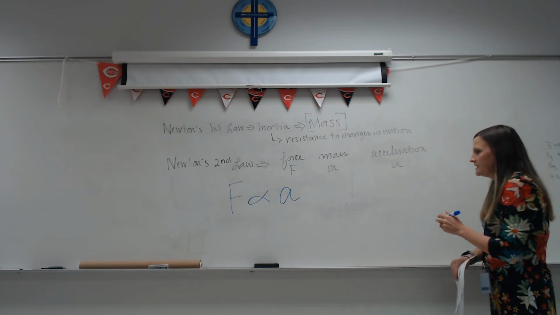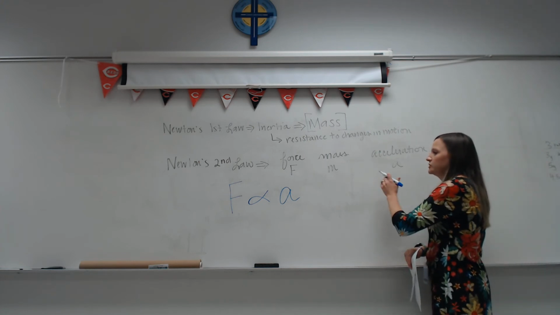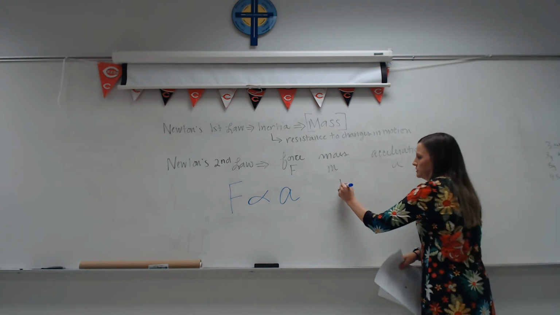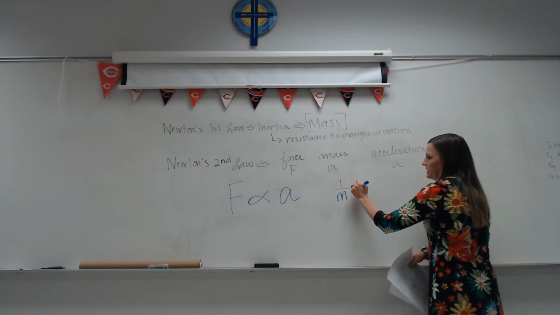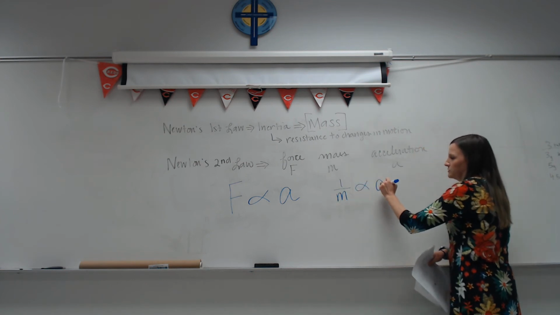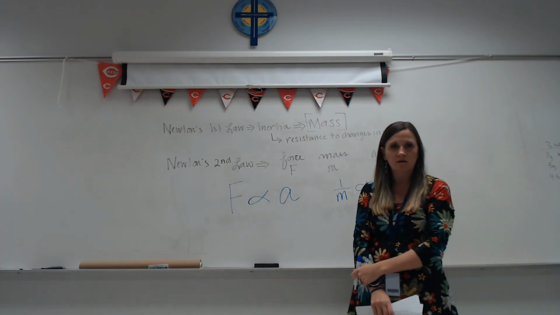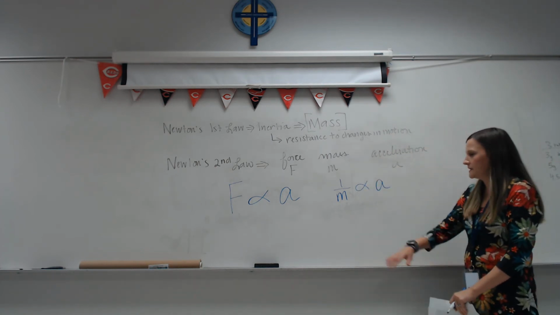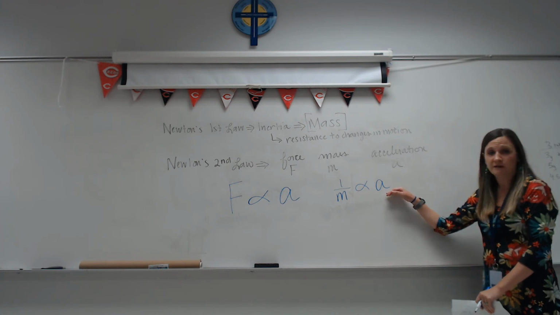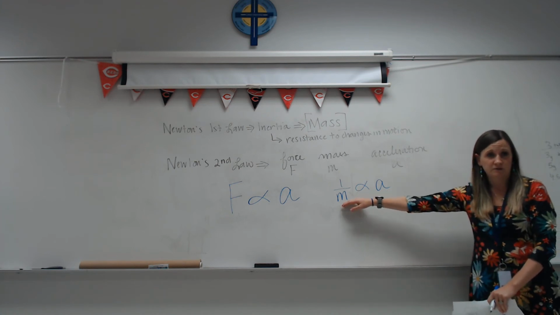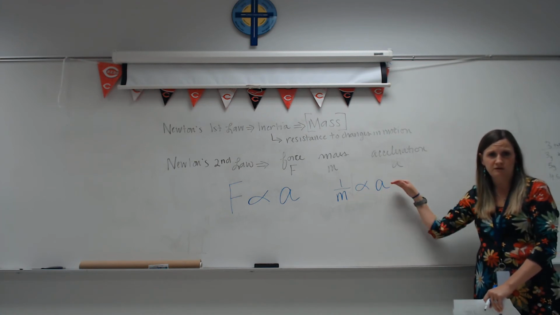So what we see here is that mass and acceleration have what we call an inverse relationship. You can write it as 1 over m is proportional to a, or m is proportional to 1 over a, it doesn't matter. And so as m goes up, a will go down, and vice versa. As this goes down, this will go up. So this is an inverse relationship.